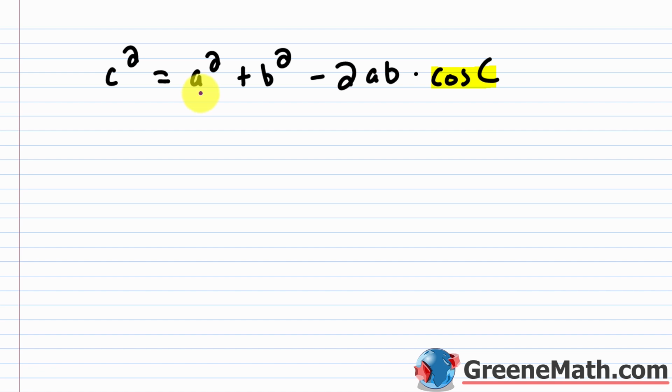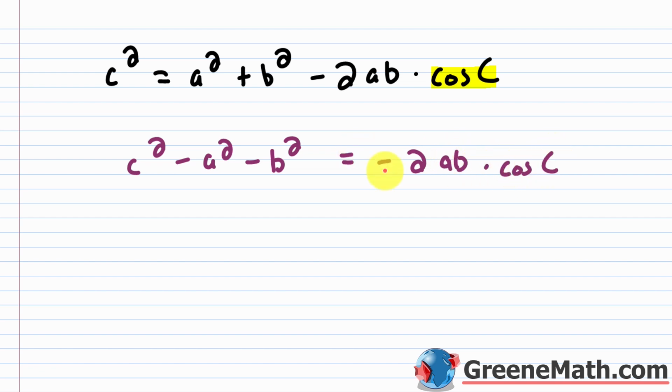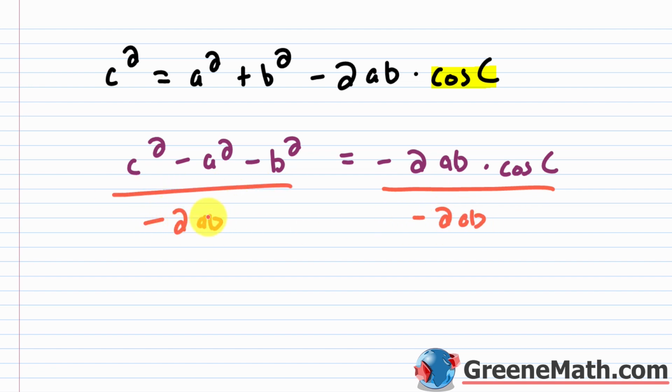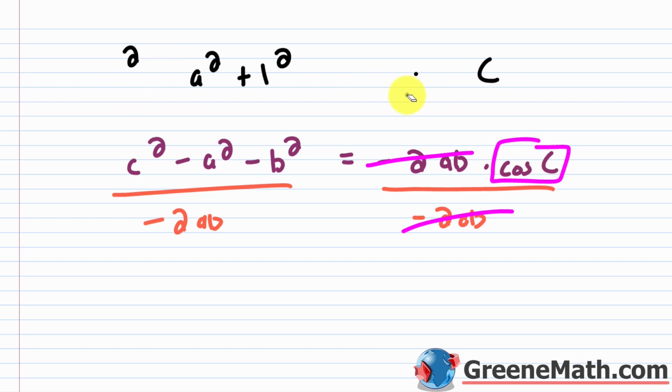So I'm just going to subtract A squared away from each side and B squared away from each side. So that would give me C squared minus A squared minus B squared, and this would be equal to negative 2AB, and then times the cosine of C. Now what I'm going to do is divide both sides by negative 2AB. So let's do that over here as well. And what that is going to do for me, this is going to cancel with this, and so I have the cosine of C isolated on one side. Now I like what I'm solving for to be on the left. You could leave it on the right if you wanted to, but I'm just going to flip the sides here.